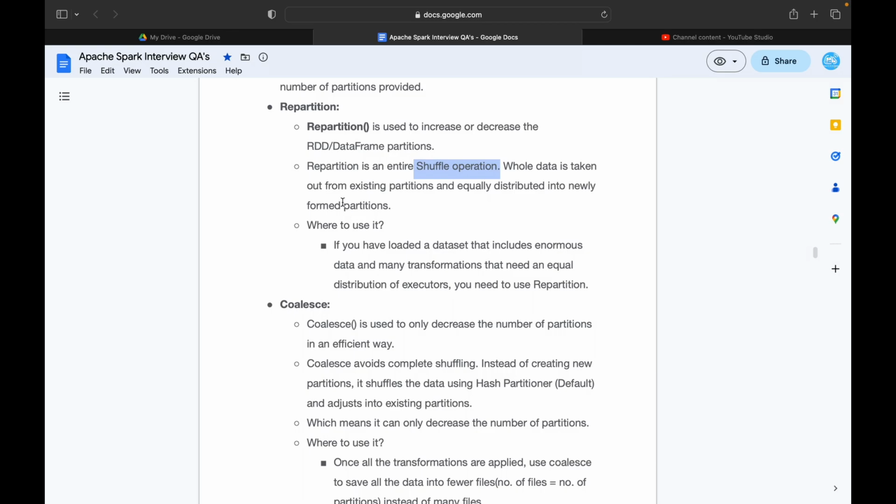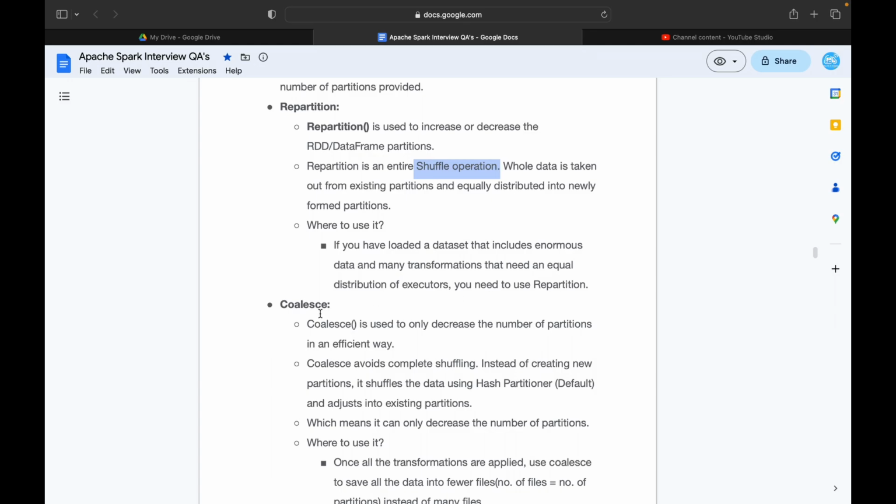And where to use repartition? If you have a loaded data set that includes enormous data and many transformations that need an equal distribution of executors, you need to use repartition. So when you have a very huge volume of data and you have to do many transformations on that particular data set, then there is a need for distribution across executors. In that case, you have to do the repartition.